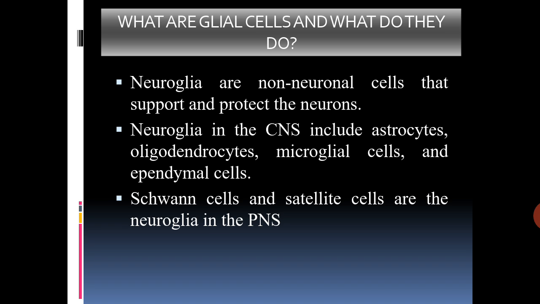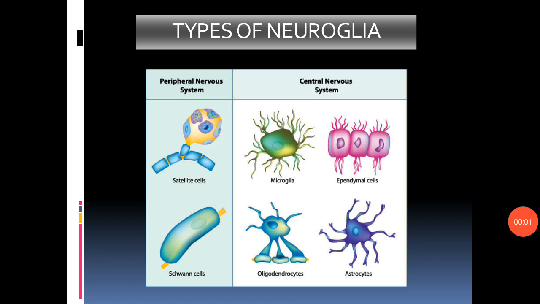And there are 6 types of neuroglia or glial cells in our nervous system. Neuroglia in the central nervous system include astrocytes, oligodendrocytes, microglial cells and ependymal cells. And Schwann cells and satellite cells are the neuroglia in the peripheral nervous system. These are the 6 different types of neuroglia which are found in the central nervous system and the peripheral nervous system respectively.